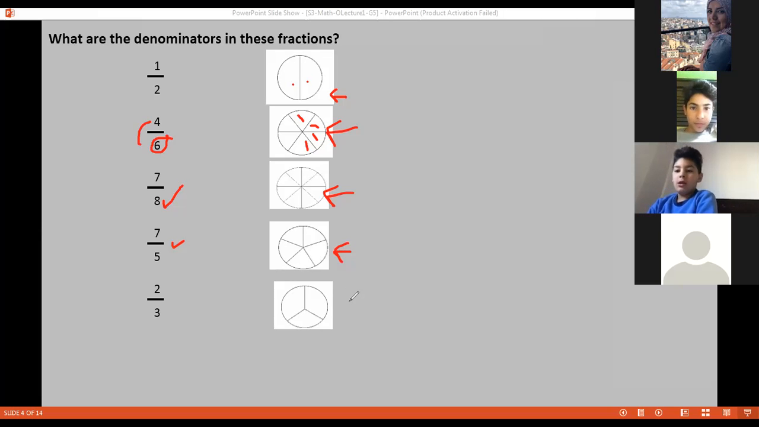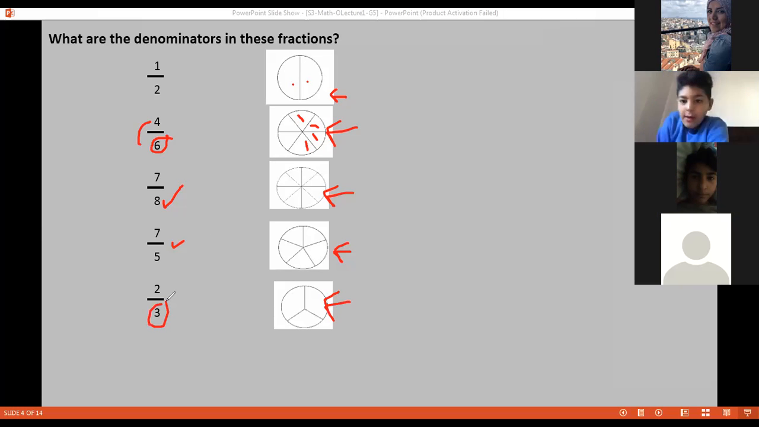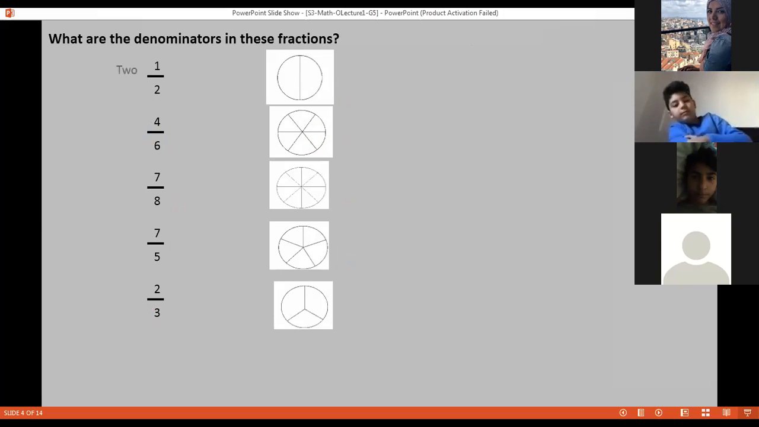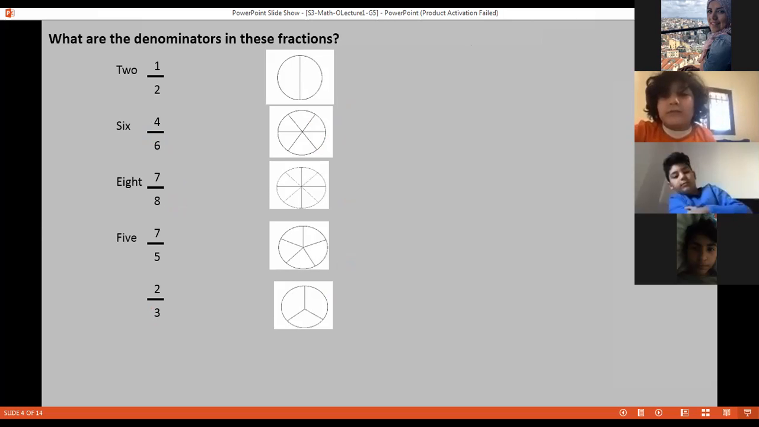Now this circle, into how many parts is it divided? 3. So the denominator is 3. Okay? Yeah, let us continue. The fourth one is wrong, because the denominator is 5. You don't have 7.